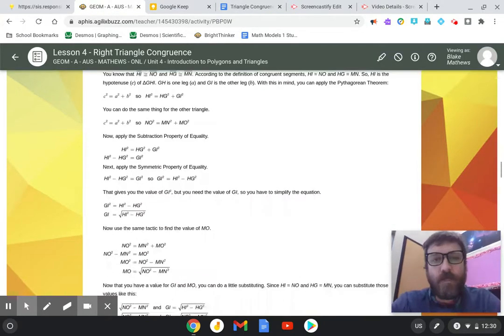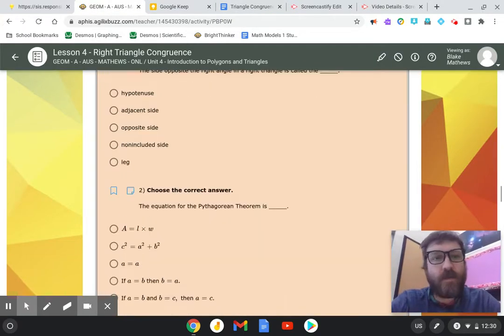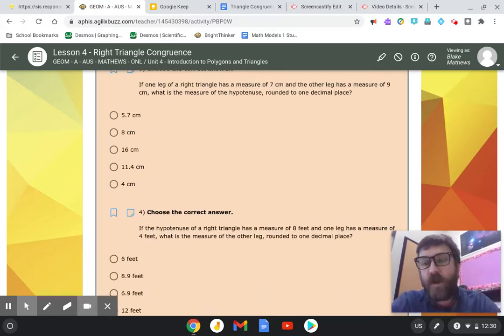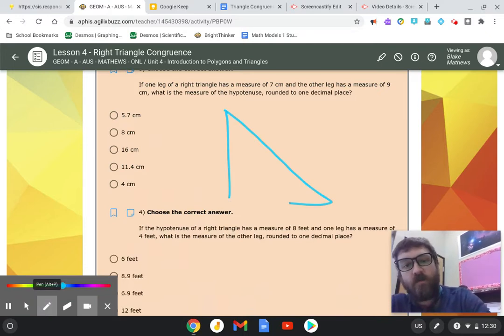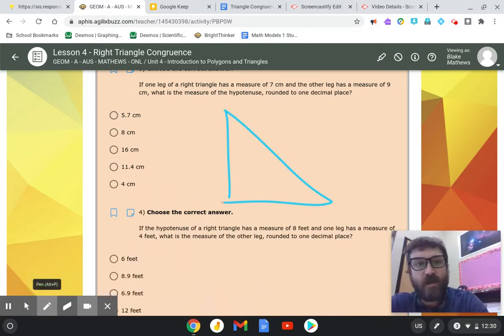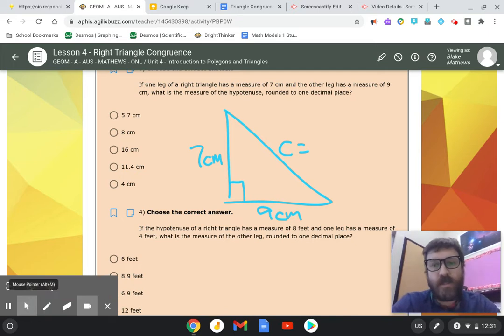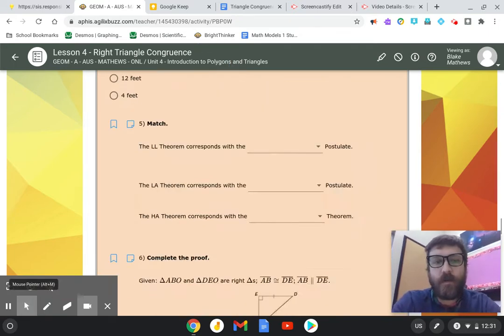Looking at the lesson, I'm going to kind of jump down. You have vocabulary to begin. Questions 1 and 2. 3 and 4 are Pythagorean theorem problems. So make sure you look at the part 1 video for how to complete those. You're going to need to draw your own diagrams here of what these triangles look like. Like it says one leg has a measure of 7 centimeters and the other leg has a measure of 9 centimeters. So I'll just get you started and tell you you're looking for C, the hypotenuse. I'll let you do the other one on your own completely, but that would kind of get you started for what you're expected to do with numbers 3 and 4.